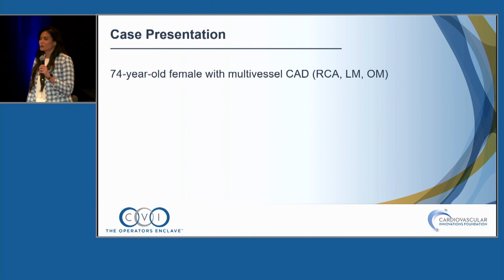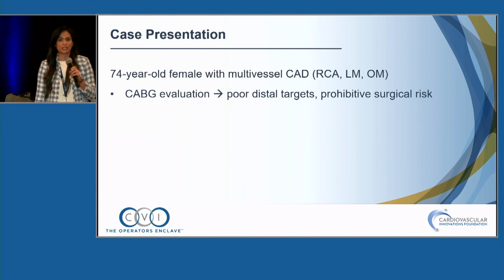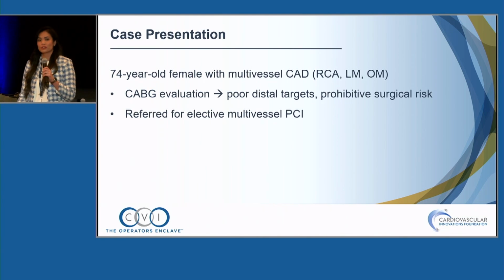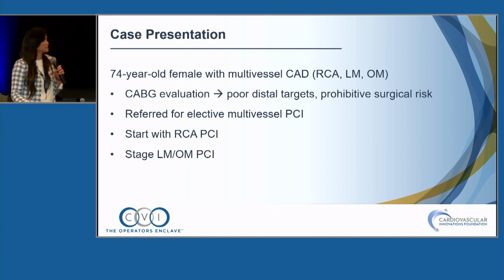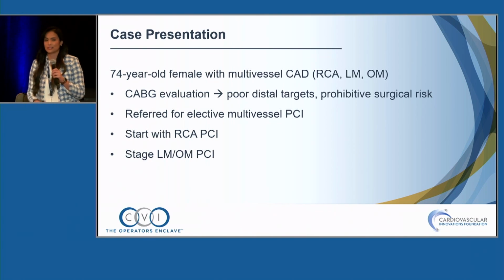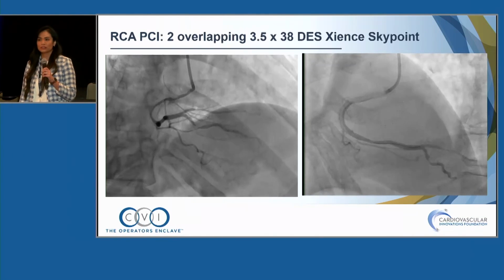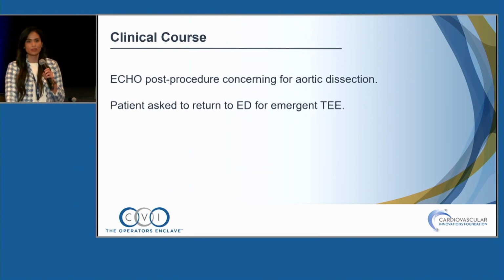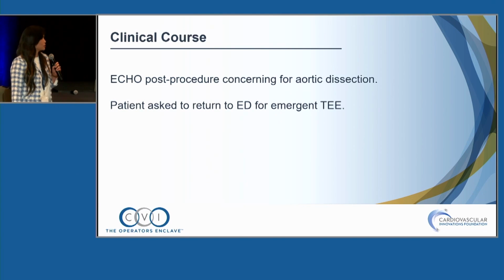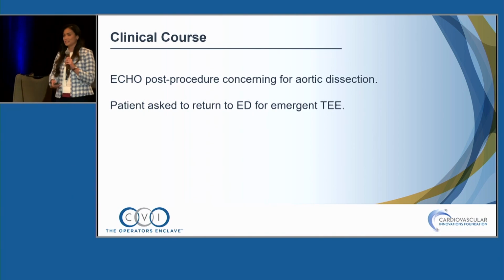Our patient is a 74-year-old female with multivessel coronary artery disease at an outside hospital. She had a CABG evaluation, but was deemed a poor surgical candidate with poor distal targets, so she was referred to us for an elective multivessel PCI. We decided to start with her RCA PCI and then stage her left main and OM later due to her CKD stage 3. We did our RCA PCI with 2 overlapping 3.5x38 drug-eluting stents, post-dilated up to 24 ATs with a 3.5 non-compliant balloon. She was discharged later that day, but an echo post-procedure was concerning for an aortic dissection, so she was asked to return to the ED for an emergent TEE.